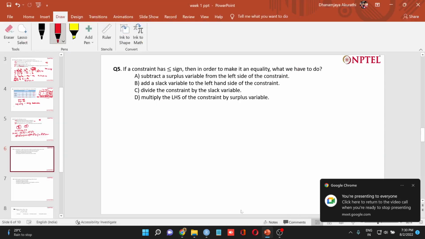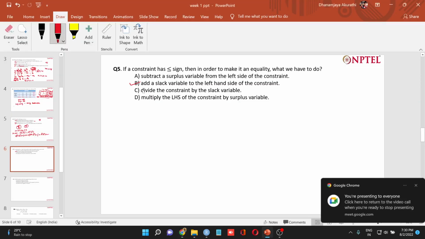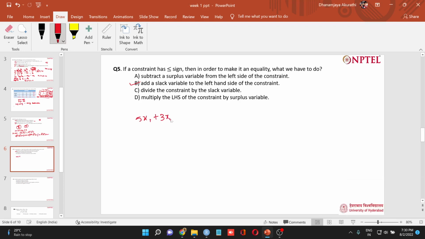Okay. Some of you said B. Why is B correct? Suppose a constraint is 5x1 plus 3x2 less than or equal to 10. To make this constraint into an equality, why?